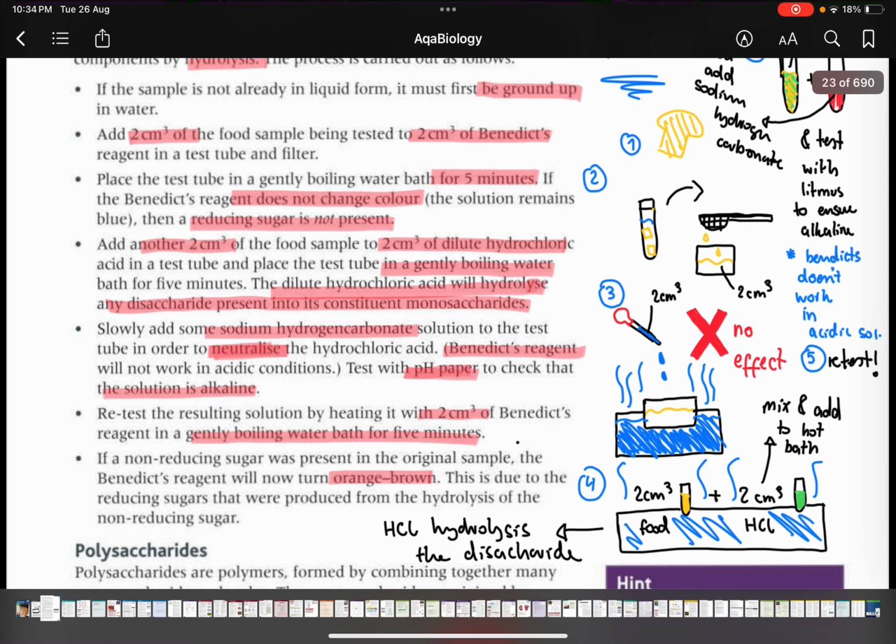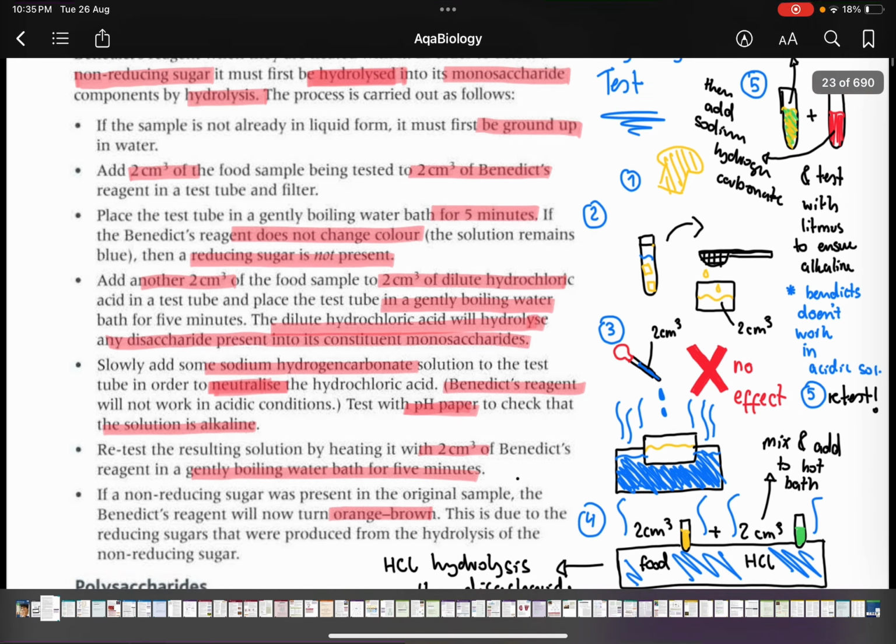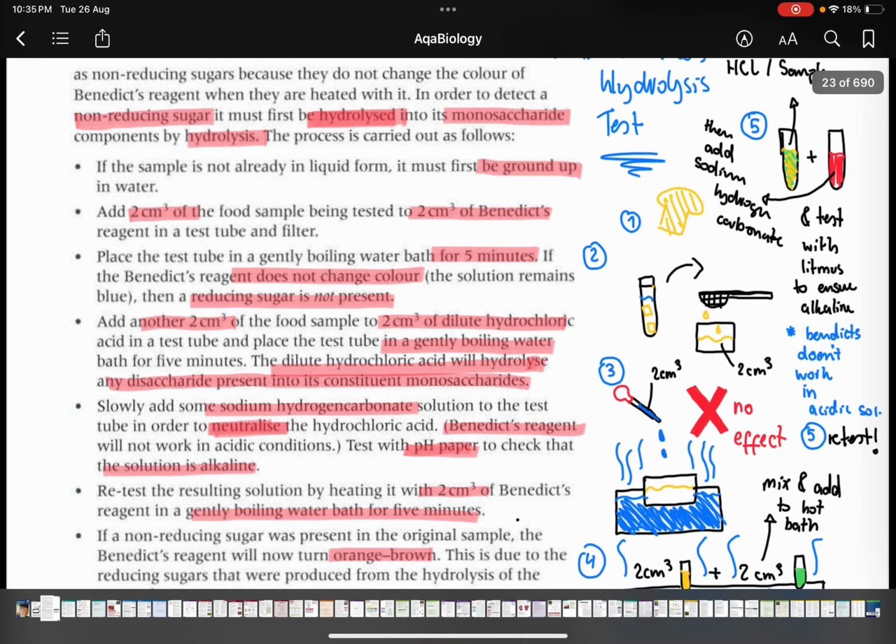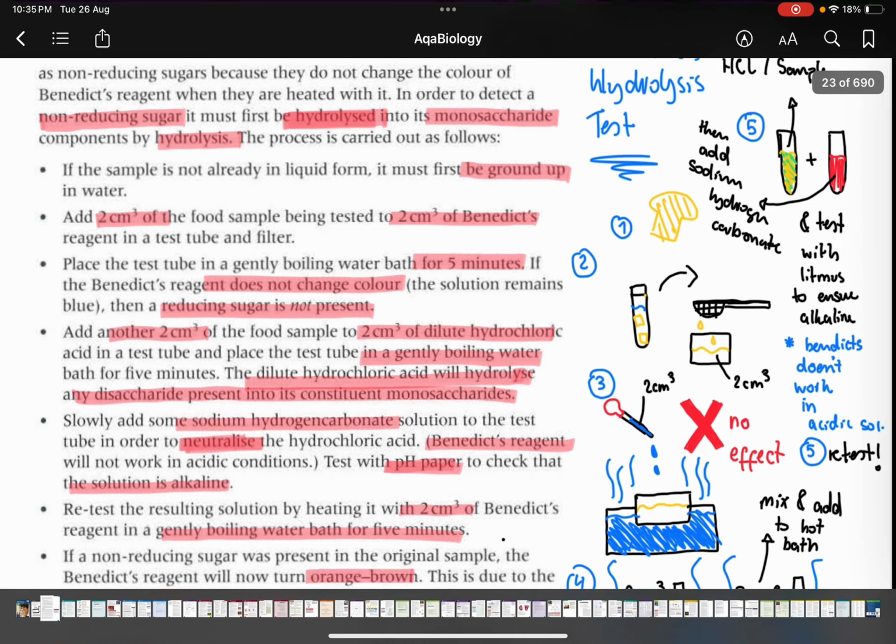So if it doesn't change color, then a reducing sugar is just not present. Add 2 cm cube of the food sample, or equal amounts of the food sample, to dilute hydrochloric acid in a test tube, placing it gently in boiling water for 5 minutes. The HCl will hydrolyze any disaccharide present into its constituent monosaccharides.